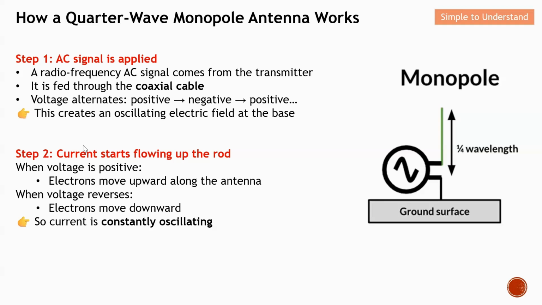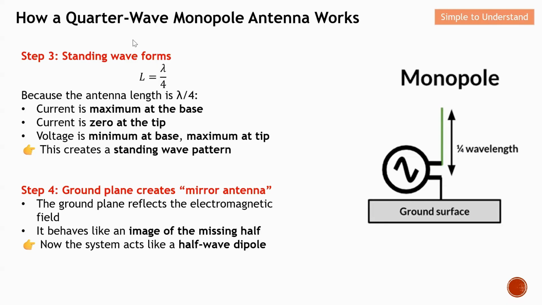Next, step number 2, current starts to flow up and down the rod. When the voltage is positive, imagine when it is positive, electrons will move upwards along the antenna. When the voltage changes to negative, electrons will move downward. So the current is constantly oscillating as the voltage changes plus and minus. You can imagine that the current moves upward or downward along the rod. So this is step number 2, current starts to flow up and down the rod.